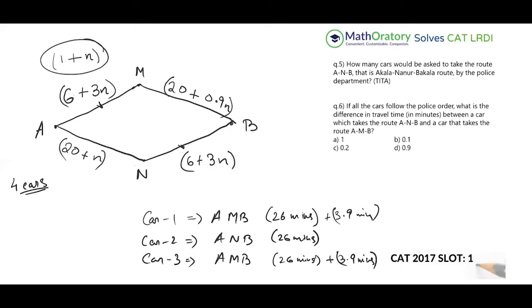So let me explain this once more. Suppose I send car 4 via this A and B. In that case, car 4 will be 26 plus 3.9 plus another 3.9 because there are three cars now. And here also it will be 3.9. And here also it will be 3.9. But if I send it via A and B, so that is what I should typically do. I should ideally do that.